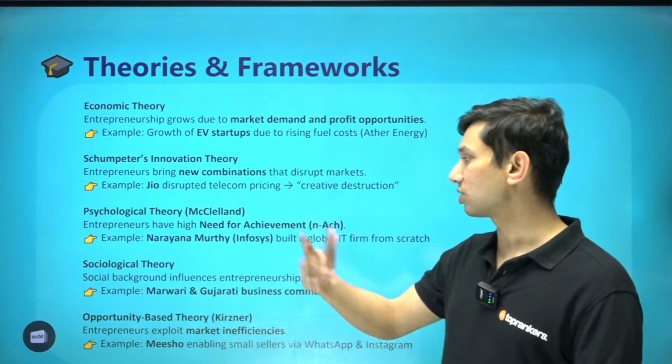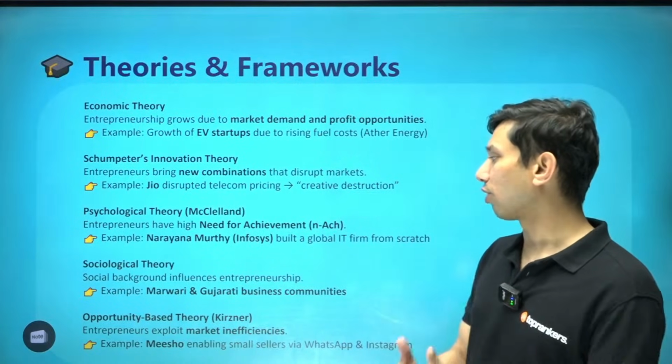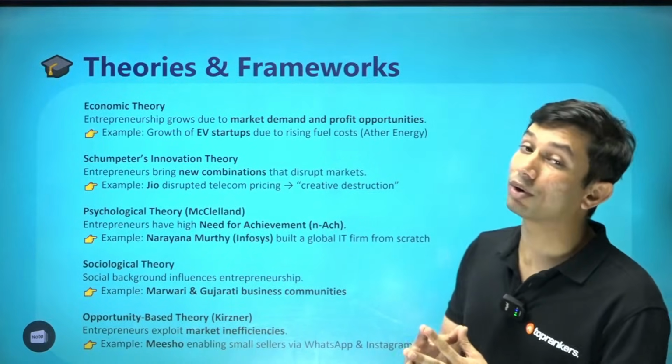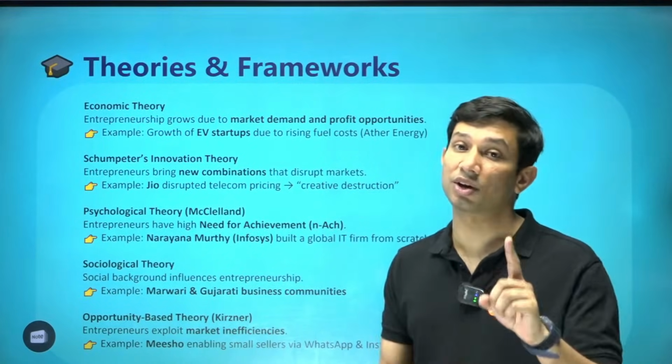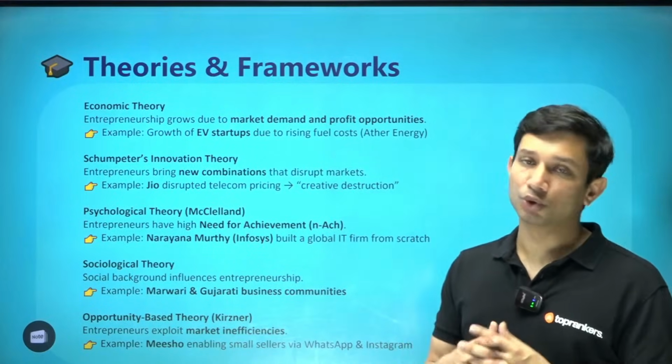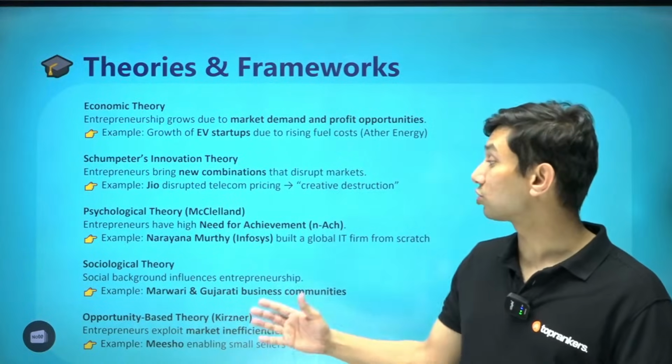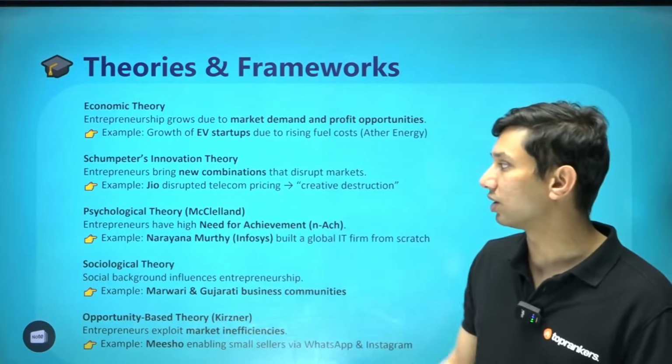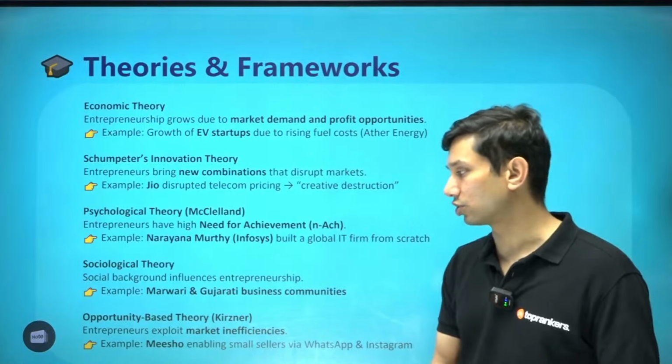For example, Mr. Narayan Murthy, the founder of Infosys, built a global IT firm from scratch in one generation, something you can't even imagine you would do in a specific period of time unless you have a very high need for achievement. This is called McClelland's psychological theory.